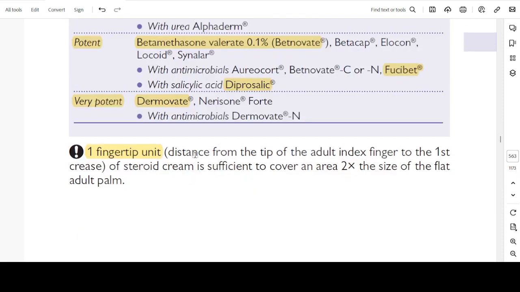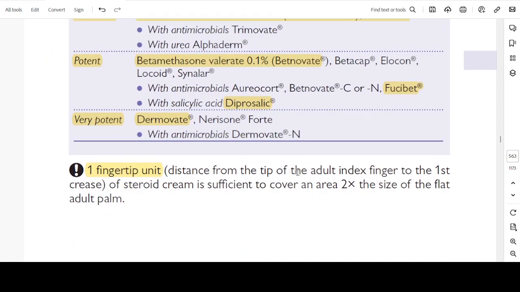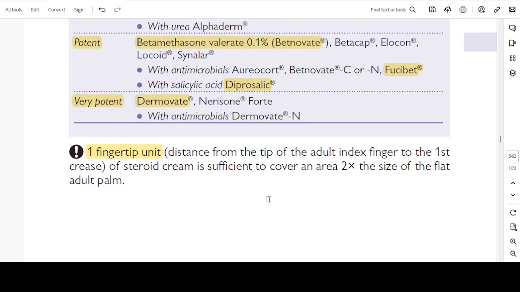One fingertip unit is the unit you prescribe, the unit you ask them to apply. It is the distance from the tip of the adult index finger to the first crease, and one fingertip unit of steroid cream is sufficient to cover an area two times the size of the flat of an adult palm. So that is the fingertip unit. Whenever we tell them one tablet twice a day, similarly when you are telling the patient to apply an ointment, you have to tell one fingertip unit twice a day or once a day, and for steroid it will be only once a day.